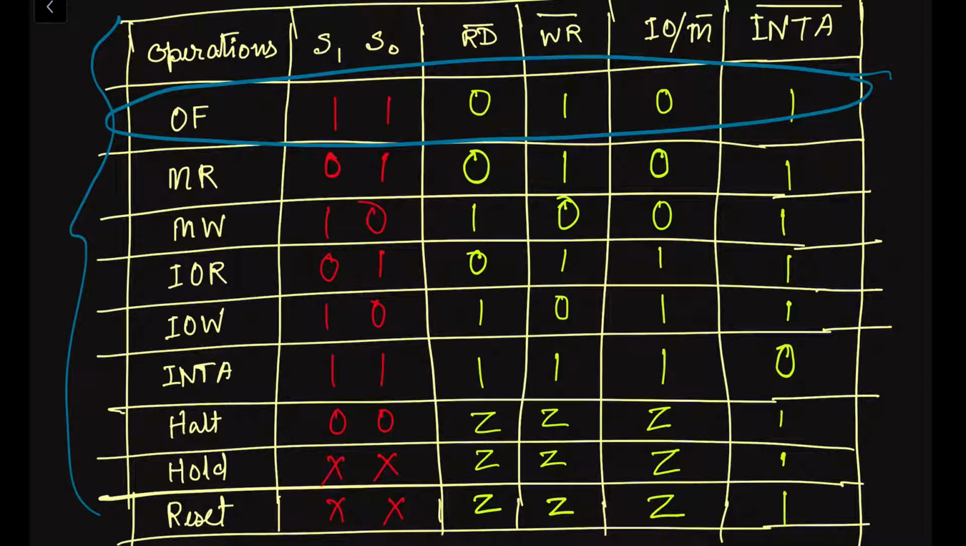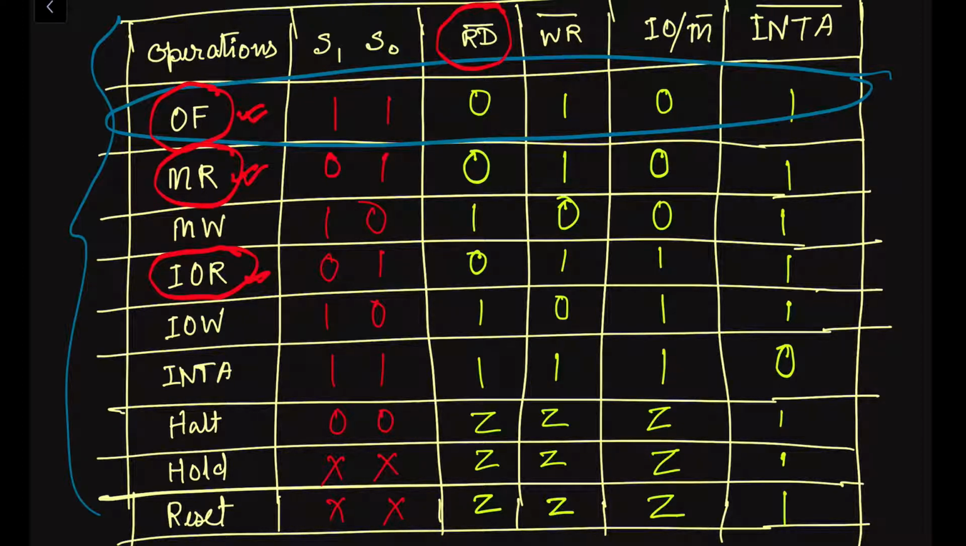For example, here you can see I am explaining in brief. For the read operation, you can see opcode fetch is also a read, memory read is also a read, input output read. Okay, OF means opcode fetch, MR means memory read, IOR means input output read. So for this read operation, you can see this is the read bar signal. This read bar signal is an active low signal. That means whenever the microprocessor sends an active low signal or zero signal, then the read operation will be performed.